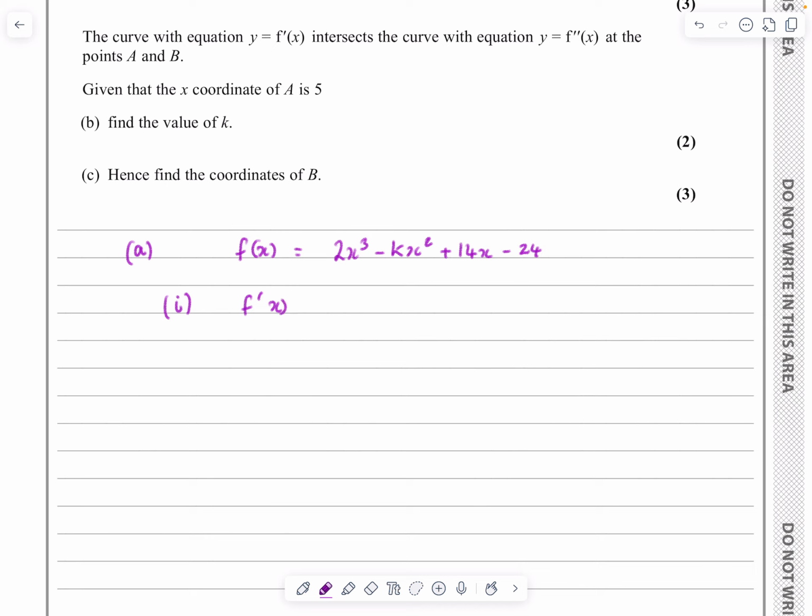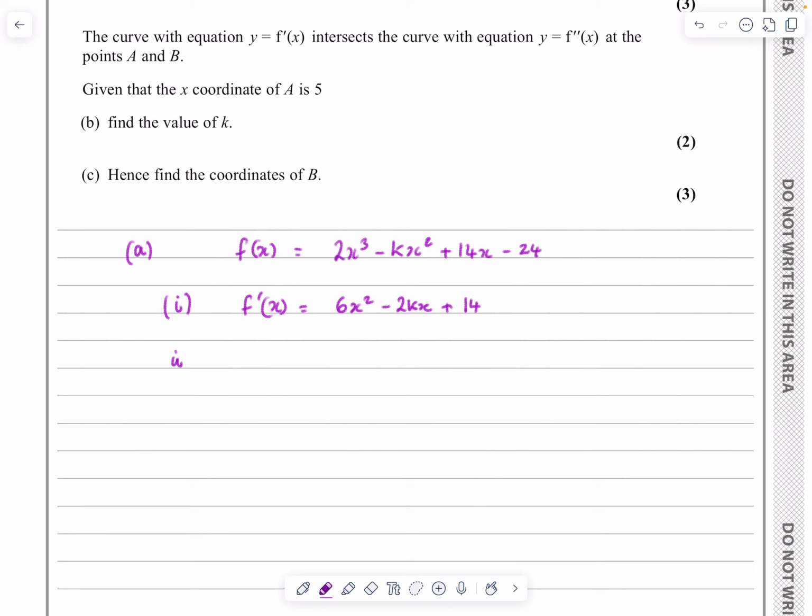is differentiating f(x). Remember, differentiating, multiply by the power, take one off the power. So I'm going to get 6x squared. I'm going to get minus 2kx here. By the time I get down to x's, we just have the coefficient, and the minus 24 will disappear.